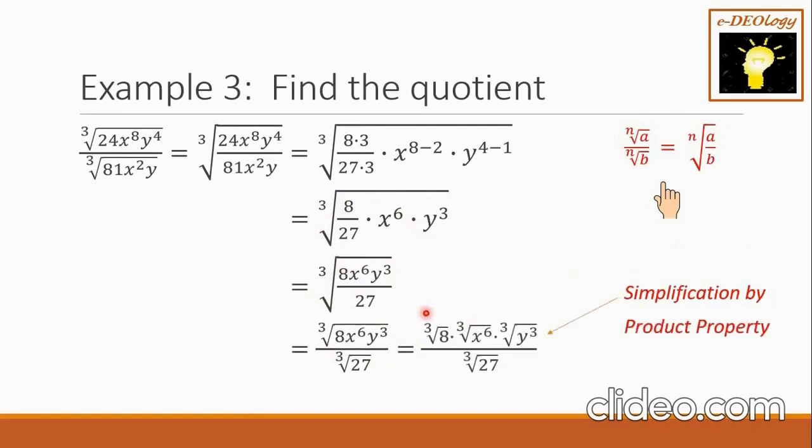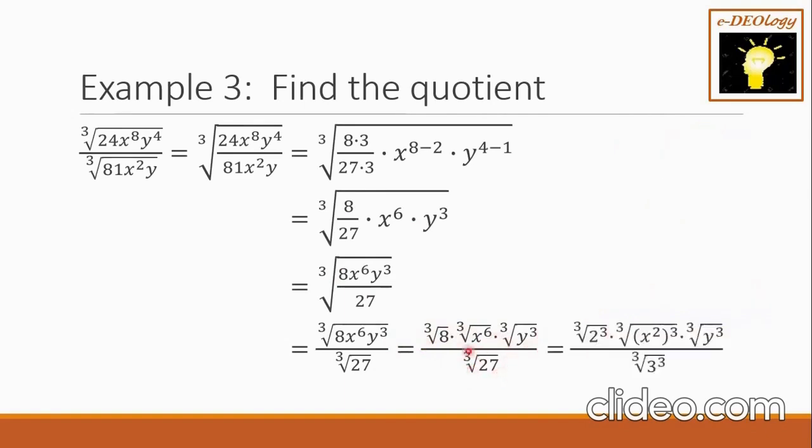And then we're going to use the product property to simplify by distributing the cube root to each of the factors. So we have the cube root of 8 times the cube root of x raised to 6 times the cube root of y cube. Then in the denominator, still our cube root of 27 is there. We're going to show this 8 to be 2 cube. For the x raised to 6, we're going to show that to be a power of 3, and then the x squared will be inside this grouping symbol.